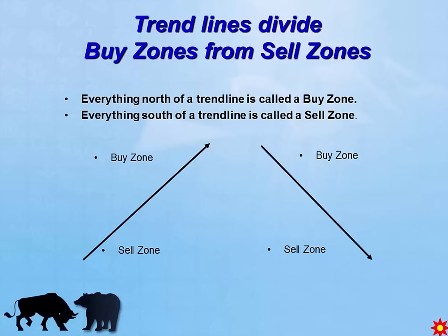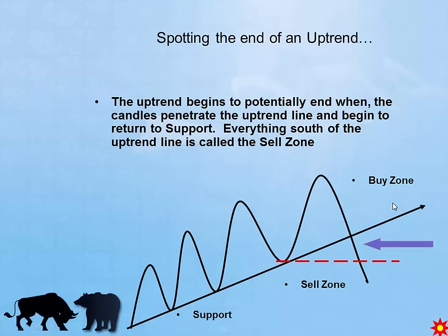Now the basic rule is when the candles or the price is above, or to the north of, the trend line, it's called the buy zone. When it's below the trend line, it's called the sell zone. That's when it's in an uptrend. Now, right here, when it's in a downtrend, as long as it stays below the trend line, it's a sell zone. When it goes above that trend line, it's called a buy zone.